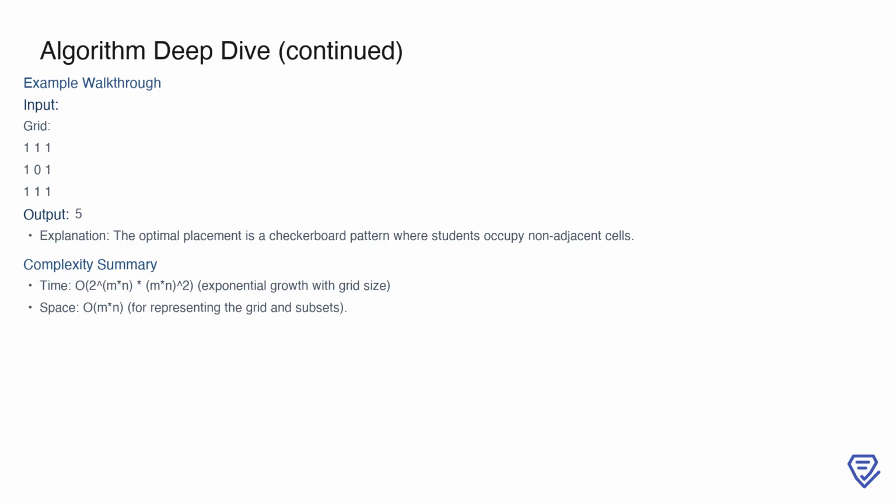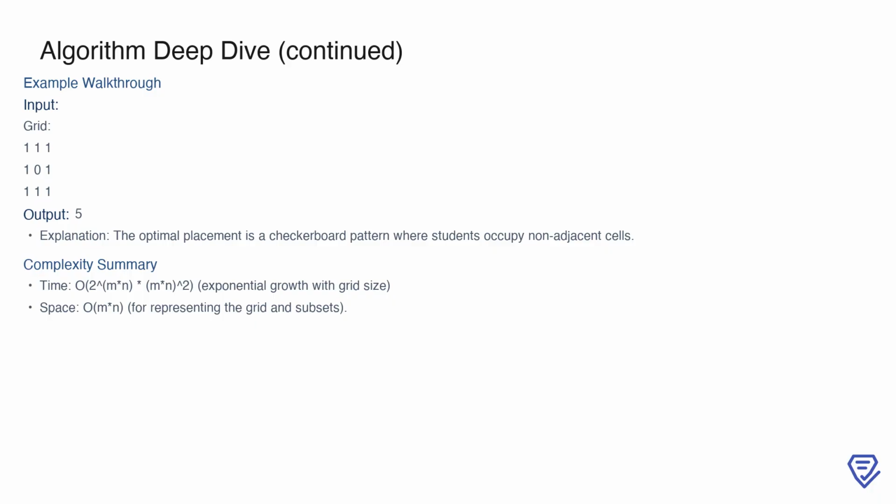To illustrate the algorithm, let's go through an example. Suppose the input is a 3x3 grid where the cells are as follows: 111, 101, and 111. The goal is to maximize the number of students seated while ensuring no two students are adjacent. The optimal solution here involves arranging the students in a checkerboard pattern. For example, we can place students in the top left, top right, center left, center right, and bottom center cells. This ensures that no two students are adjacent, and the total number of students seated is 5. This example highlights how the adjacency constraint influences the placement strategy.